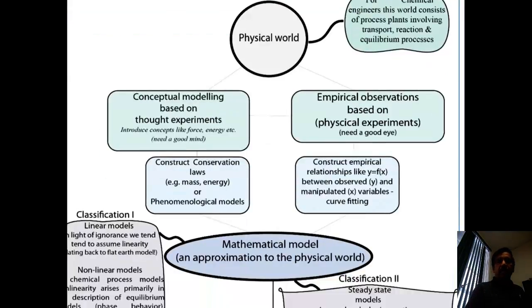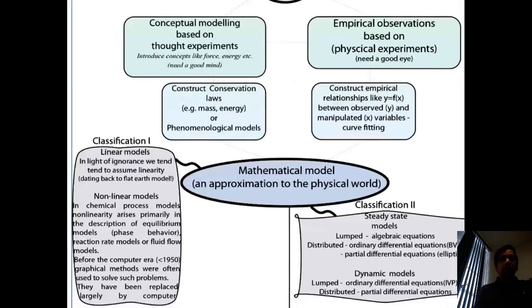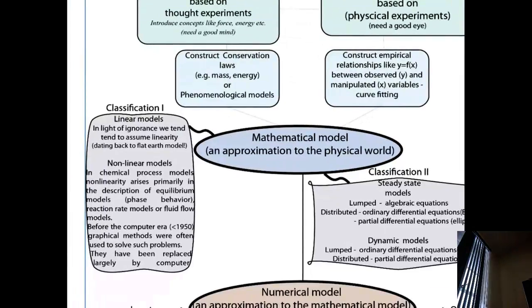Okay? So from the physical world, through the conceptual modeling or the empirical model that you see there, you build a mathematical approximation. So this is an approximation to the physical model. Okay? And there are several classifications of these physical models. On the left side, you see classification of linear and nonlinear models. But as I said, linear models are very rare in Earth. And so the nonlinear models are the more realistic models in terms of describing the physics.